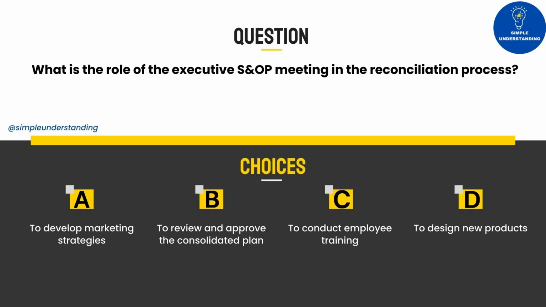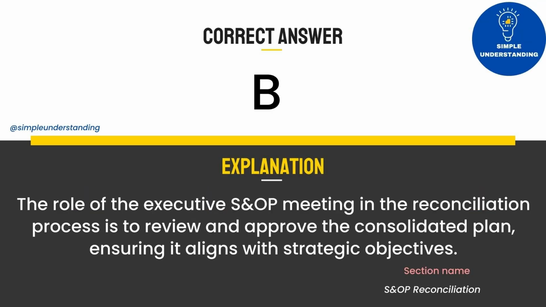6. What is the role of the executive S&OP meeting in the reconciliation process? A. To develop marketing strategies. B. To review and approve the consolidated plan. C. To conduct employee training. D. To design new products. Correct answer: B. Explanation: the role of the executive S&OP meeting in the reconciliation process is to review and approve the consolidated plan, ensuring it aligns with strategic objectives.